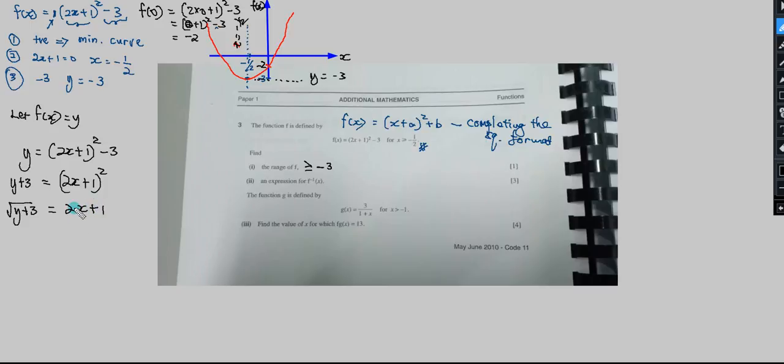Now, next would be, okay, sorry, I forgot. You got a plus minus here. Now, let's bring the plus 1 to the left hand side. So it's plus minus square root of y plus 3, minus 1, equal to 2x, and then x is equal to the whole thing minus 1 over 2.